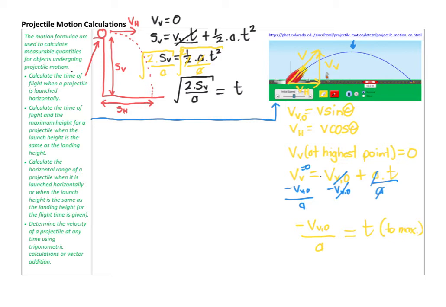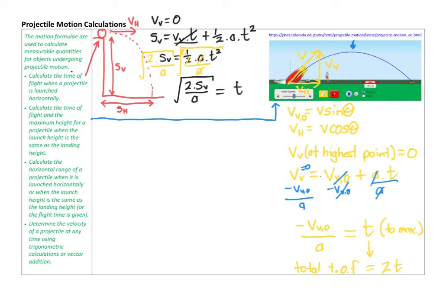So to get the total time of flight, use TOF for time of flight is equal to 2 times T that we just calculated there. So just to go from that step, we've got to times that by 2, because the time it takes to go up is equal to the same time that it takes to go down.